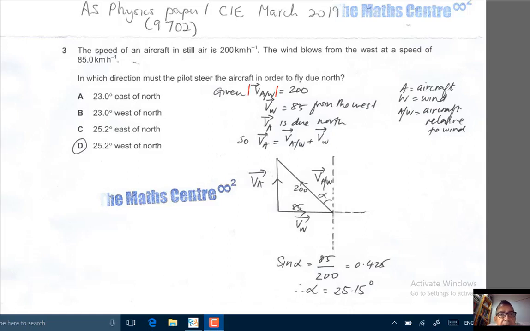Hi, we are looking at question number 3. This appeared in the physics paper 1, CIE March 2019, subject code 9702.